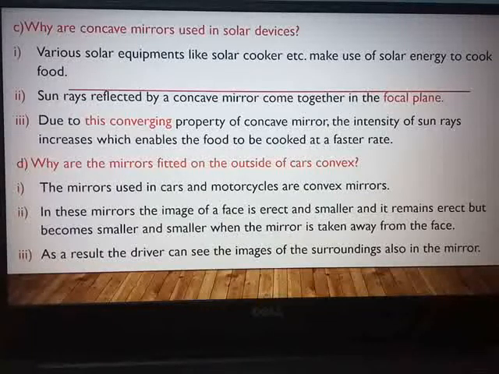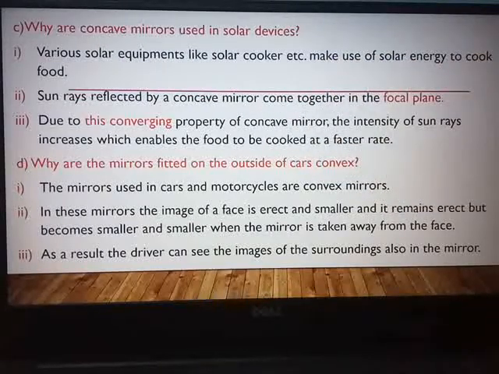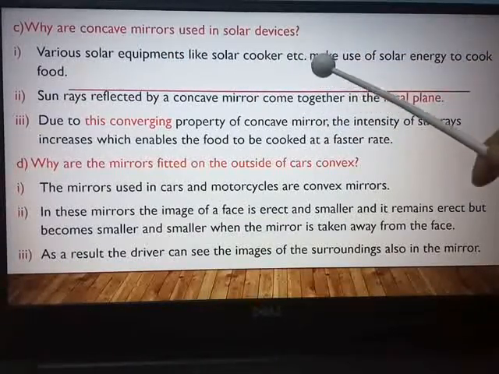So you all know what is the special characteristic of a concave mirror. It converges the rays of light. It brings together the various rays of light. So you know that various solar equipments, and here I have taken an example of a solar cooker. You can take the example of a solar water heater, etc. So various solar equipments like solar cooker, etc.